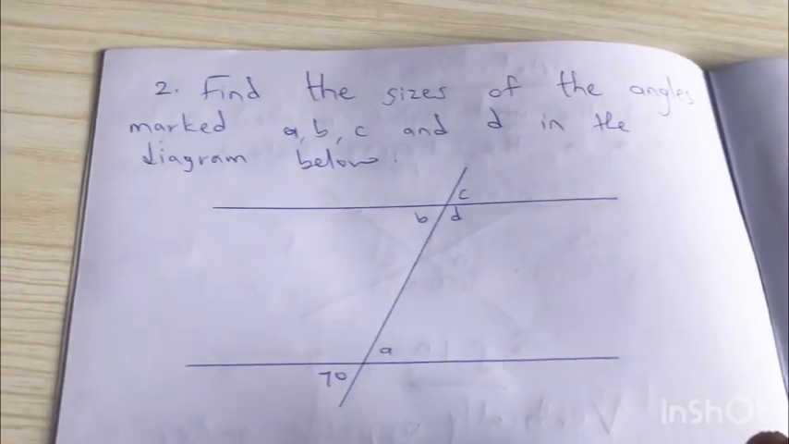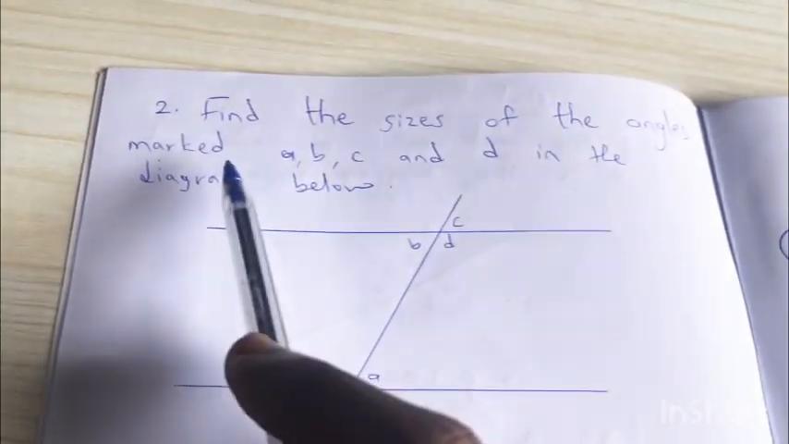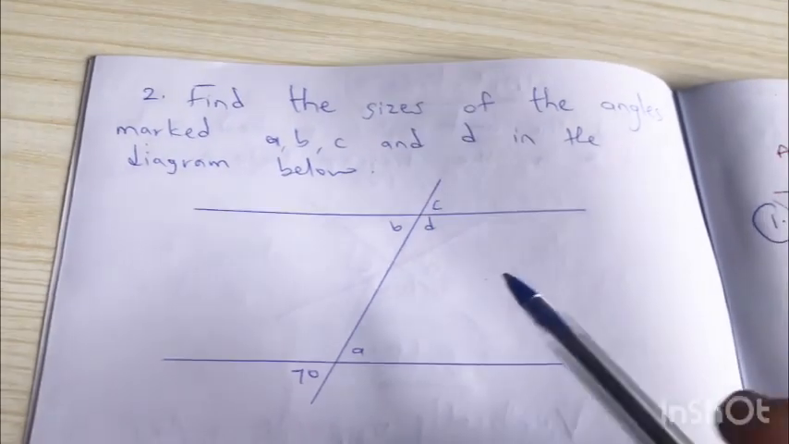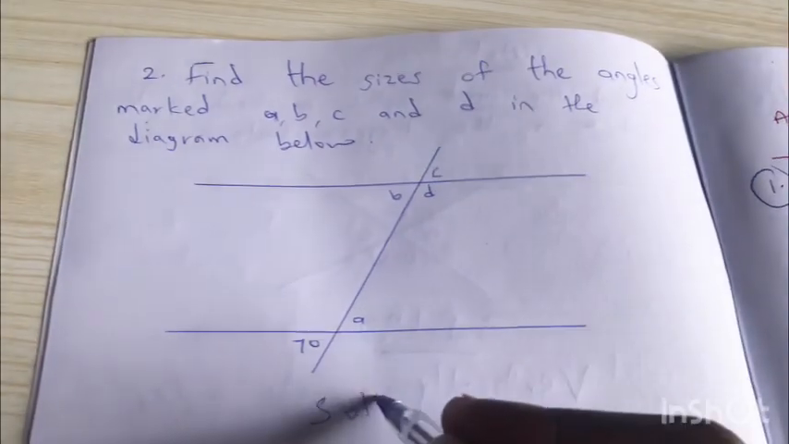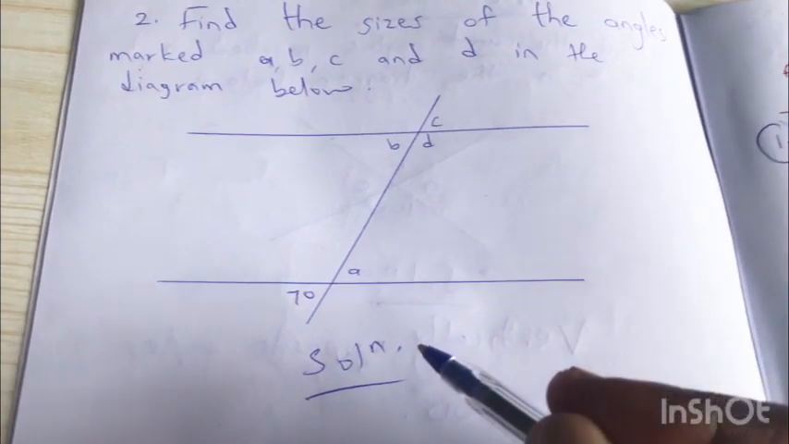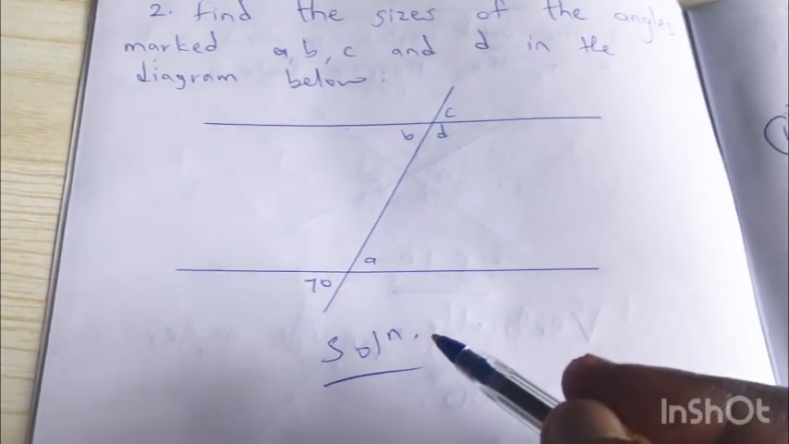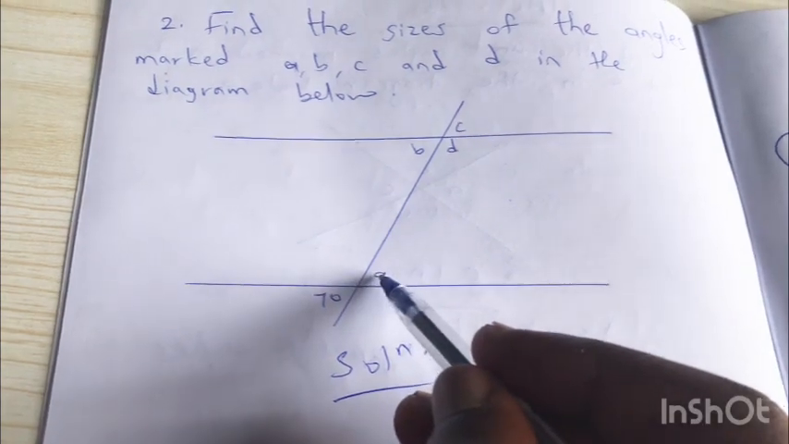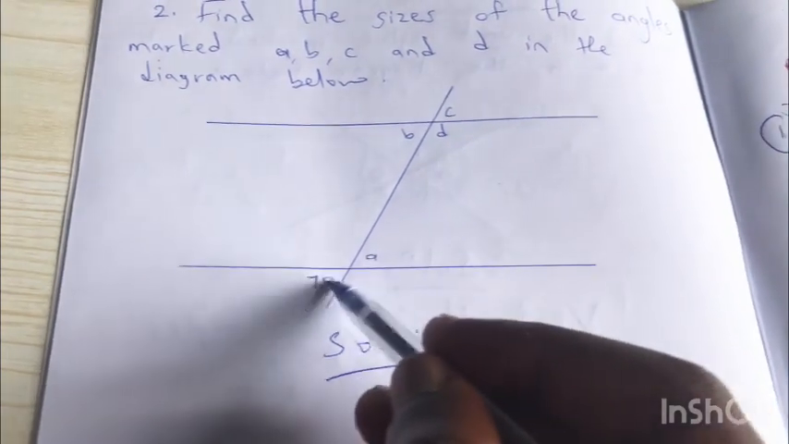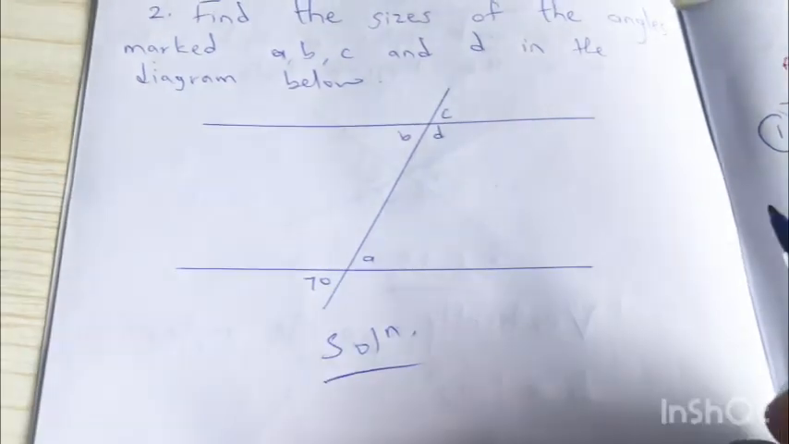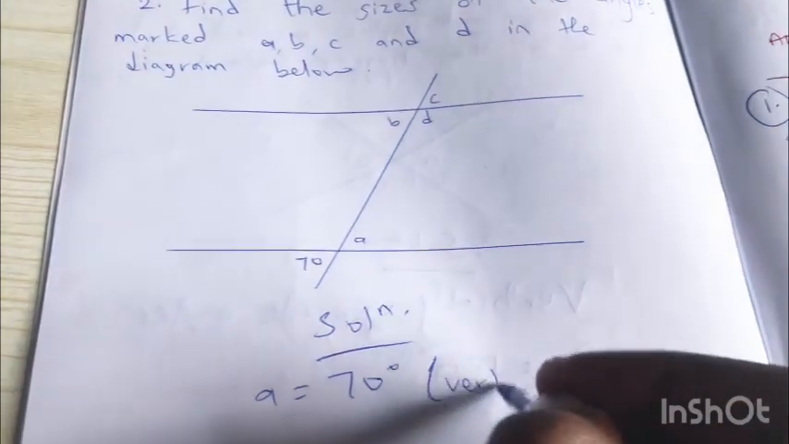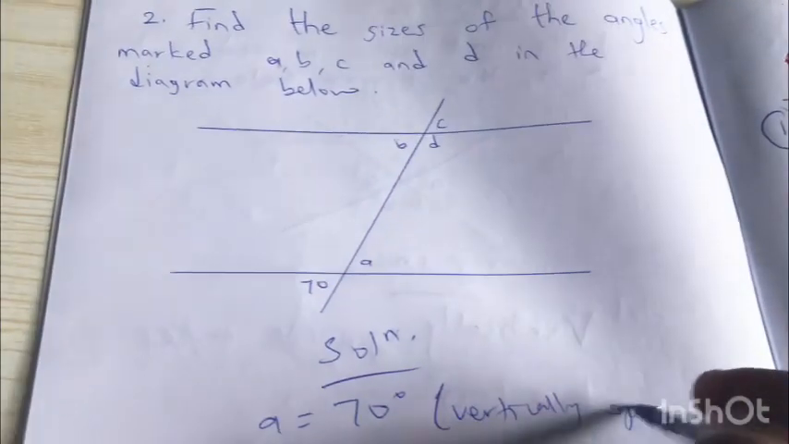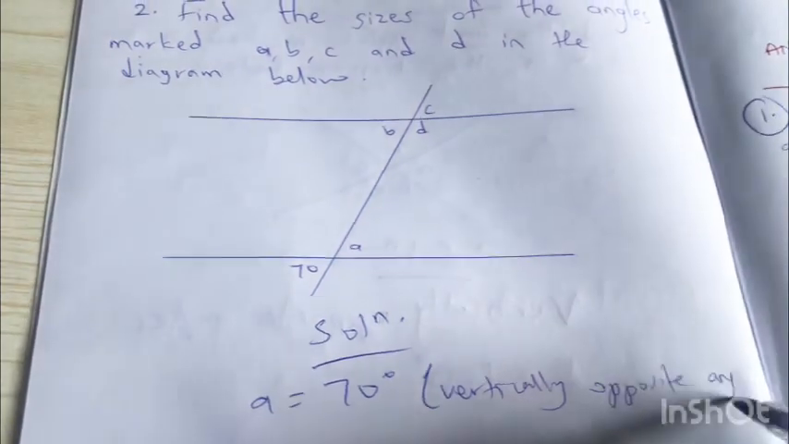Okay, let's move to the last question. Find the sizes of the angles marked A, B, C, and D in the diagram below. Now, if we are doing this question, we have to move to the places we have values. So we have 70 and A. So 70 and A. This one, you can see that they are vertically opposite and they are equal. So A equal to 70 degrees. You write vertically opposite angles.